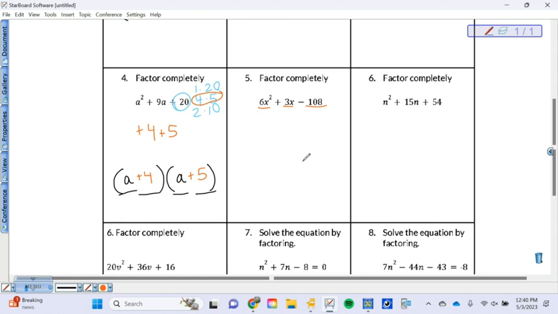What do you notice about those 3 numbers? They have a greatest common factor of 3. That means I can factor that out first. So if I factor 3 out of 6x squared, what would I be left with? 2x squared. If I factor 3 out of 3x, what am I left with? If I factor 3 out of 108, what am I left with?